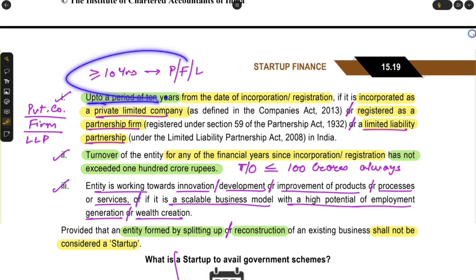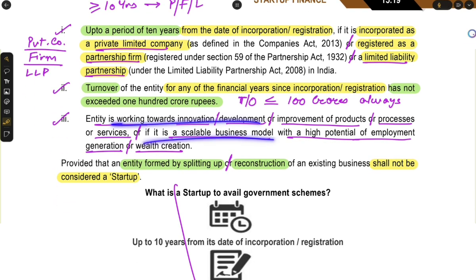As per the definition, an entity shall be considered a startup up to a period of 10 years from the date of incorporation or registration, if it is incorporated as a private limited company or registered as a partnership firm or an LLP. Next, turnover is less than or equal to 100 crores, and it should not have exceeded this limit in any financial year since incorporation or registration. This is theory you can read.